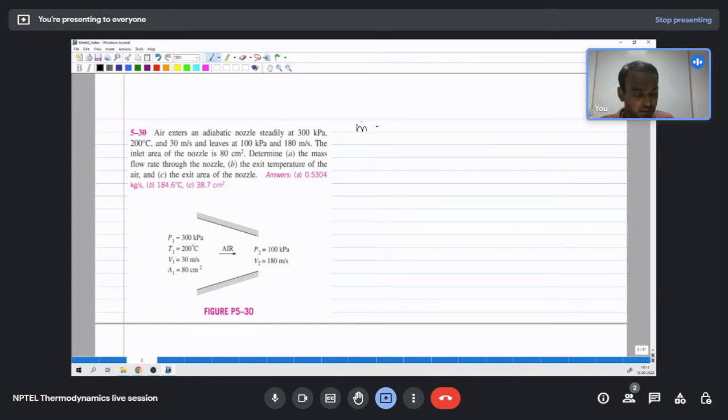So we have m dot is equal to rho AV. For rho it's not given, but all the conditions are given, so we can calculate rho as P by RT. So we can calculate rho at 1, at all conditions at 1. The pressure at the inlet is 300 kilopascal, which is 300 into 10 power 3 pascals, and we have R as 287 for air, and the temperature is given as 200 degrees Celsius, which is 473 Kelvin. So the rho can be calculated.